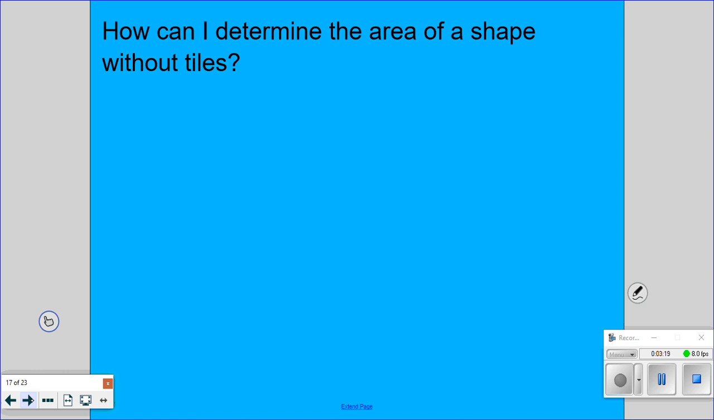The last couple of times we've been looking at shapes. We've been building them with our square tiles. We have been counting the squares on the inside. What if we don't know, or we don't have tiles in which to do that?